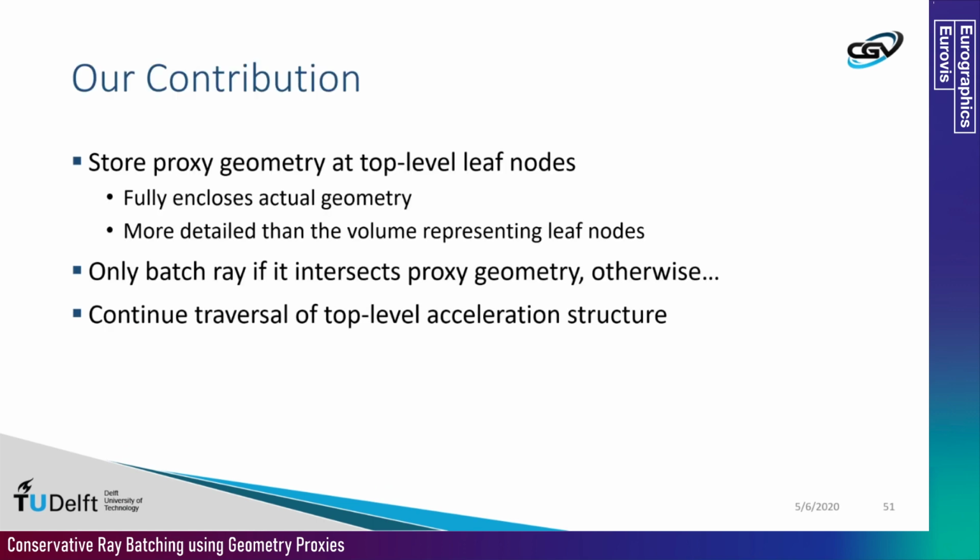This problem sparked the idea for our contribution. Instead of storing just the axis-aligned bounding boxes, we propose to also store an alternative, more refined representation at each top-level leaf node. It is key that this proxy geometry fully encloses the actual geometry, such that any ray that hits the actual geometry also hits the proxy geometry. We use the proxy geometry as an extra test to determine whether we should batch a ray. We only batch a ray if it hits the proxy geometry. Otherwise, we backtrack and continue traversal.